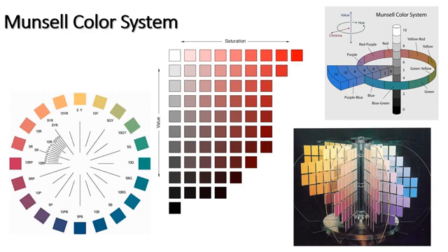Value is how light and how dark a color is. In the Munsell system, value is indicated with number, starting from 0, 1, 2, 4, 6, and so on. The value scale runs vertically and moves from lightest at the top to the darkest at the bottom. So 2 is going to be darker than the 6.